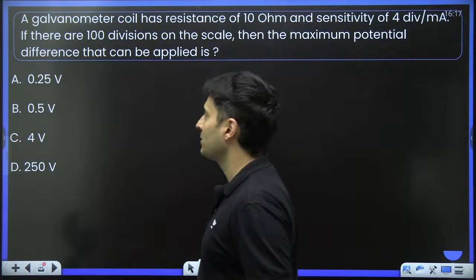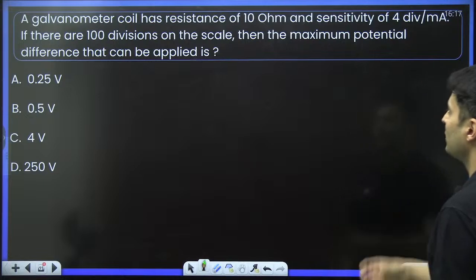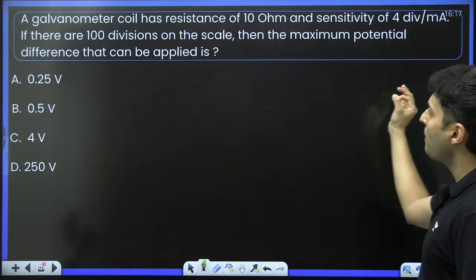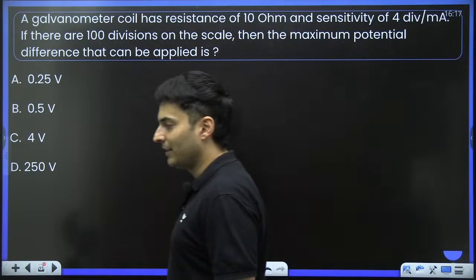A galvanometer coil has a resistance of 10 ohms, sensitivity so much. If there are 100 divisions on the scale, then what is the maximum potential difference which can be applied?